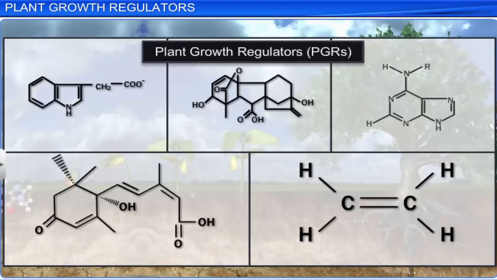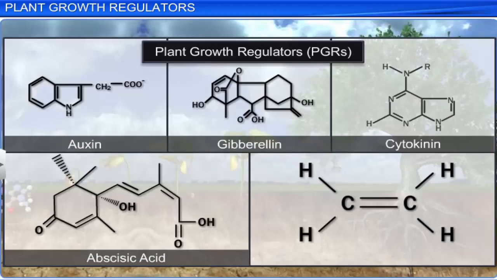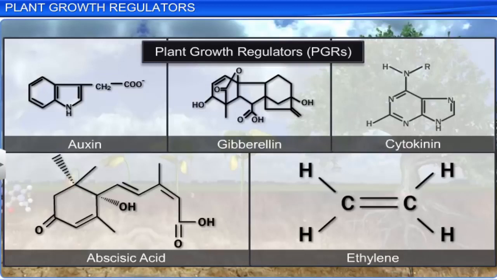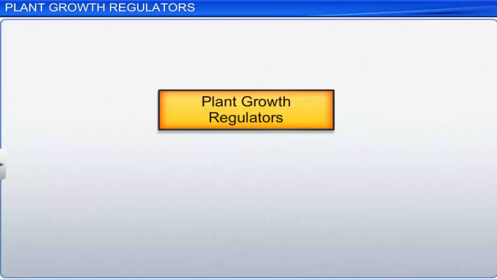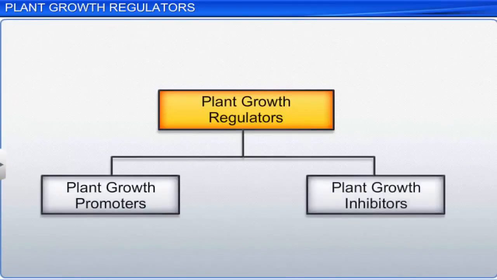PGRs include auxin, gibberellin, cytokinin, abscisic acid, and ethylene. They are divided into two groups: plant growth promoters and plant growth inhibitors.